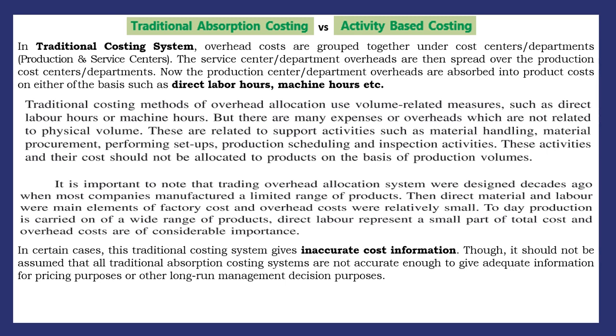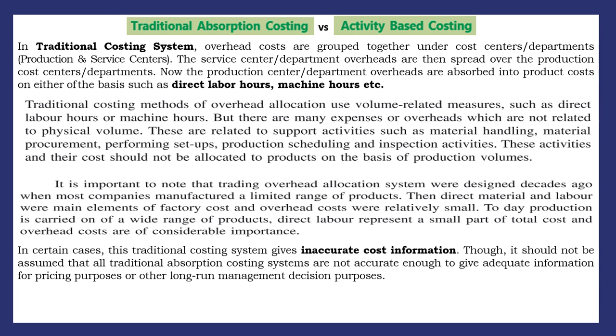But one point you have to keep in mind is that the traditional overhead allocation system was designed decades ago, when most companies manufactured only a limited range of products. The system we are following, absorption costing, dates from long decades ago. At that time, only a limited range of products was manufactured by companies. At that time, direct material and direct labor remained the main elements of factory cost, and overhead costs were relatively small.